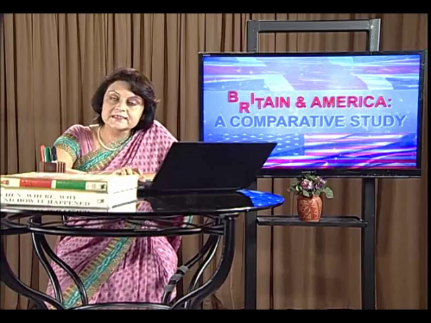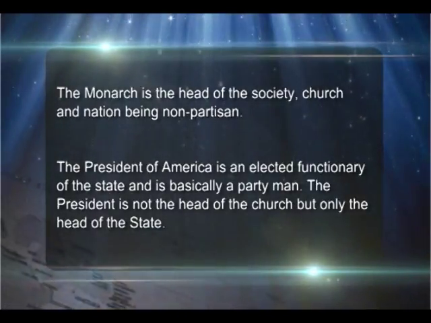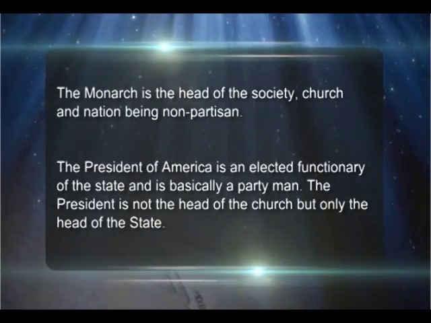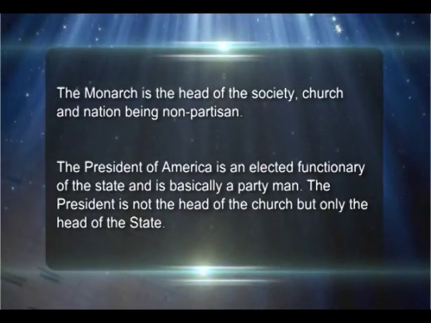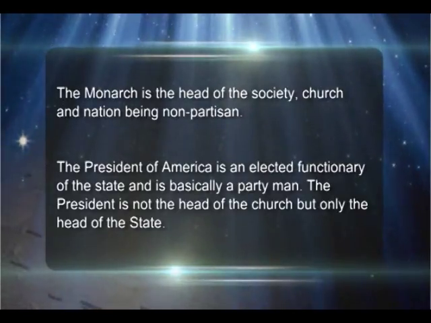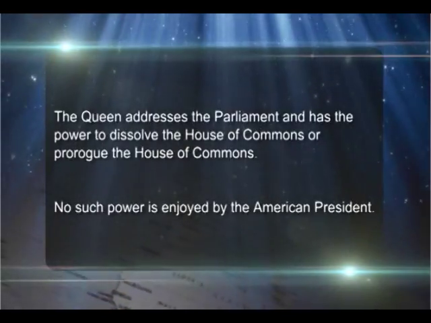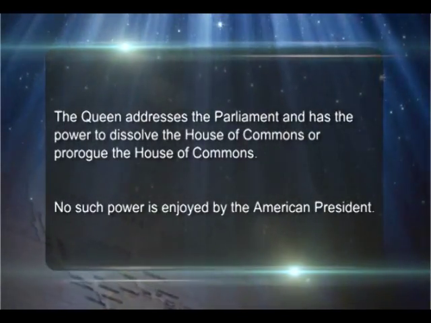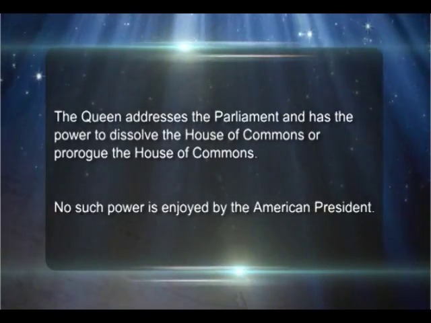The monarch is the head of the society, the church, and the head of the nation, being non-partisan. The President of America is an elected functionary of the state and is basically a party man and is neither the head of the church but only the head of the state. The Queen addresses the Parliament and has the power to dissolve the House of the Commons or prorogue the House of the Commons. No such power, unfortunately, is enjoyed by the American president.